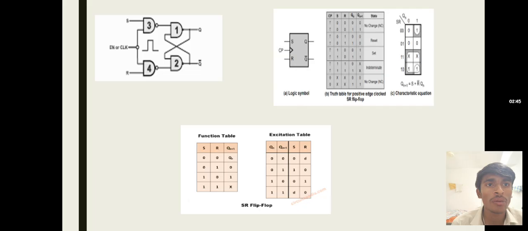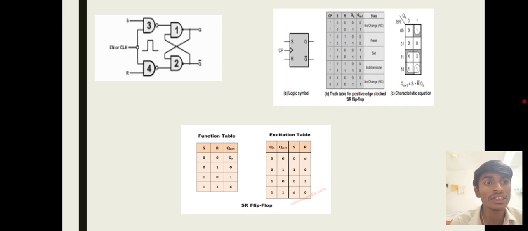Now I will talk about the function table and the excitation table of the RS flip-flop. We consider that it has two inputs R and S and the next state Qn+1. When R and S are 0 0, the next state is Qn, the same. When R and S are 0 and 1, the next state becomes 0. When S and R are 1 and 0, the output becomes 1. When S and R are both 1, it is don't care.